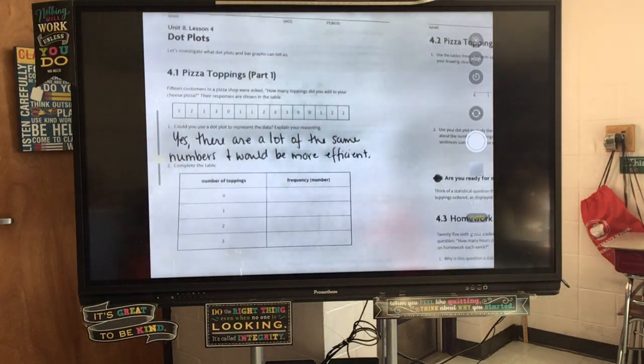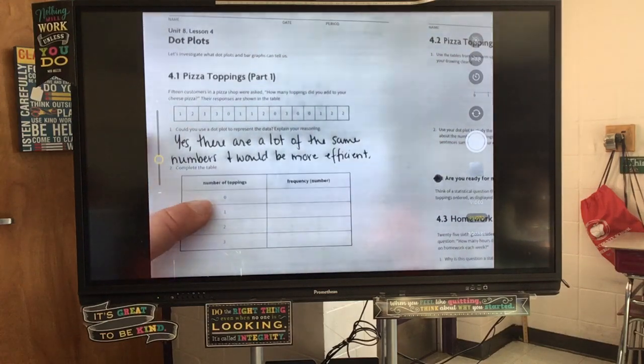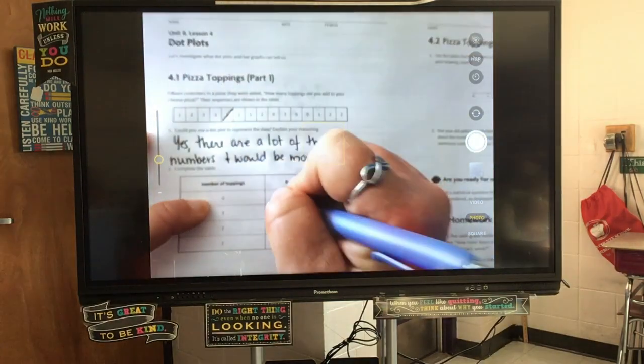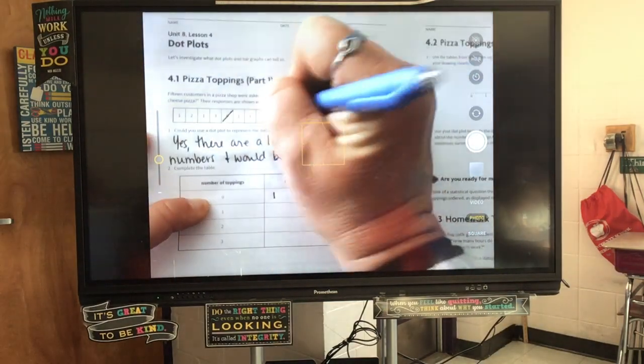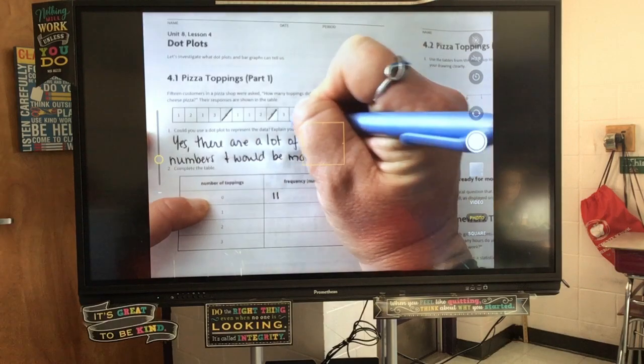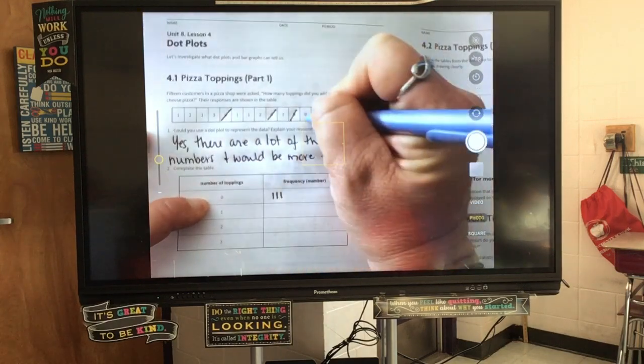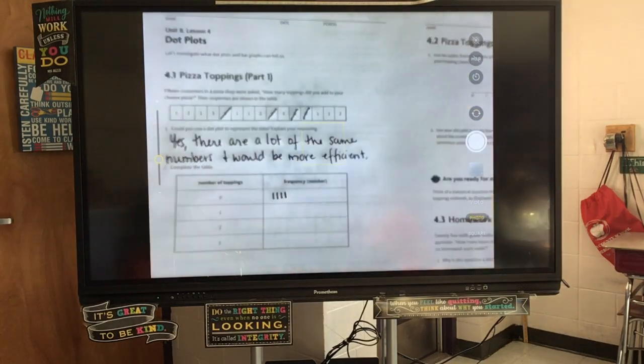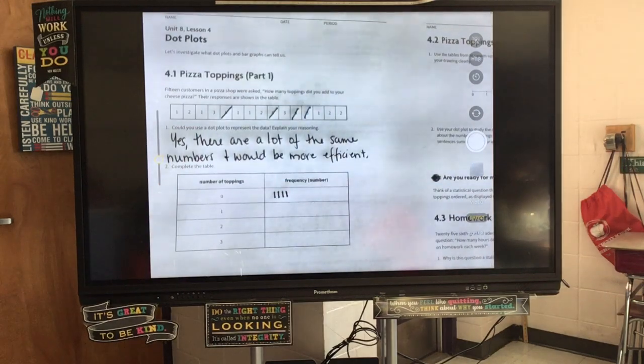All right, now it says complete the table. So this is a frequency table. And on a frequency table, you just put tally marks for however many numbers you have of that number. So how many zeros do we have? Let's go through. So we have 1, so I'm going to put 1 tally mark. Another one, put a tally mark. Another one, put a tally mark. Another one, put a tally mark. So, did I get all the zeros?